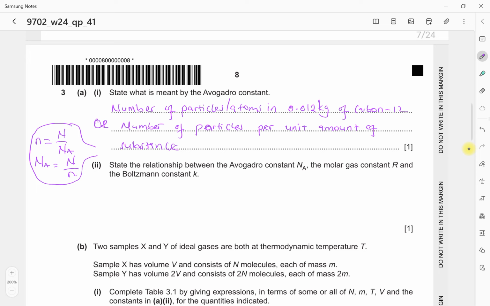State the relationship between Avogadro's constant Na, the molar gas constant R, and the Boltzmann constant k. Of course, this is where I started from. We said that PV was equal to nRT, and we said this was capital N over Na times R times T. And we said that R over Na was equal to a new constant that we called k. So k is equal to R over Na. Or you can write it the other way around, that Na equals R over Boltzmann's constant k.